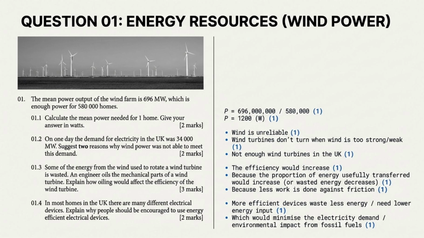Both are fine. And the physical reason for that happening? That's the 3rd mark. It's because less work is done against friction. The oil reduces friction, so less energy is lost to the surroundings. Right. And to wrap up this section, 01.4 asks why people should be encouraged to use energy-efficient devices. The slides give us 2 main points from the mark scheme here. First, efficient devices waste less energy, which means they need a lower energy input to do the exact same job. And how does that scale up? Well, if everyone uses less input, the overall electricity demand decreases. Yes. And minimizing that demand reduces the environmental impacts, specifically because we have to burn fewer fossil fuels to generate the power. That's good and comprehensive.